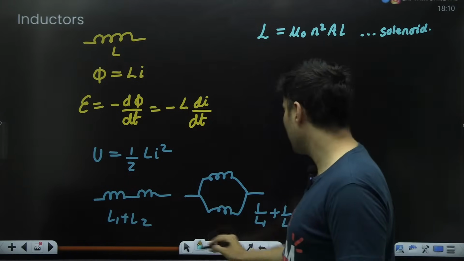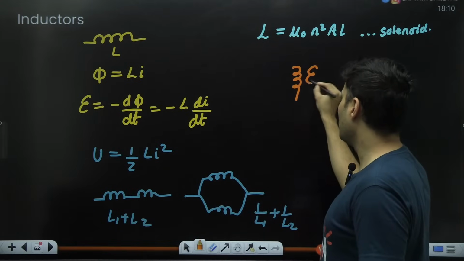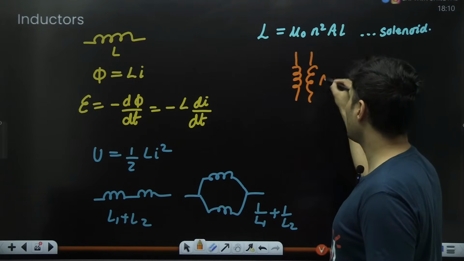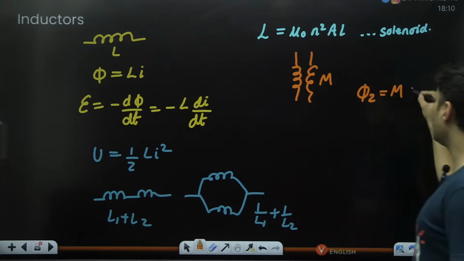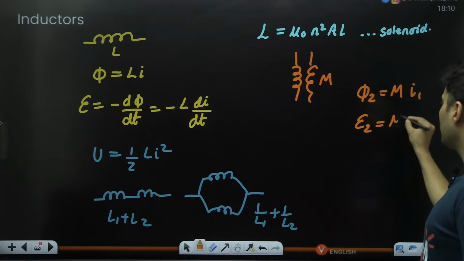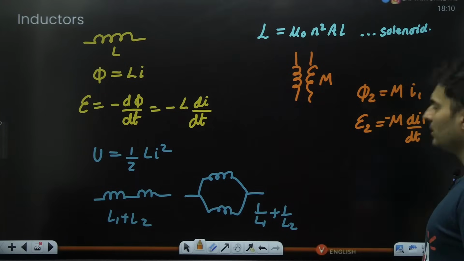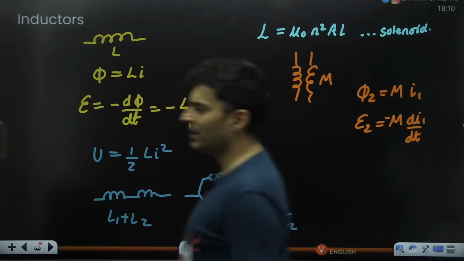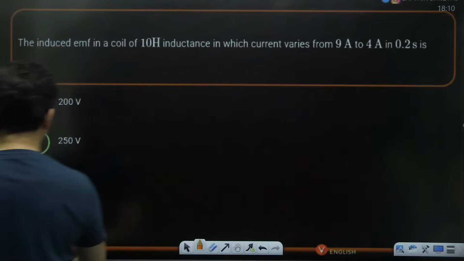These are the major things. And if you have mutual inductance, the formulas are again similar. Mutual inductance is M. So flux through the secondary is mutual inductance into current through the primary, and EMF in the secondary is negative M di1 by dt, the rate of change of current in the primary. So many times you might be using this. Okay, cool. So let's have a look at some questions.